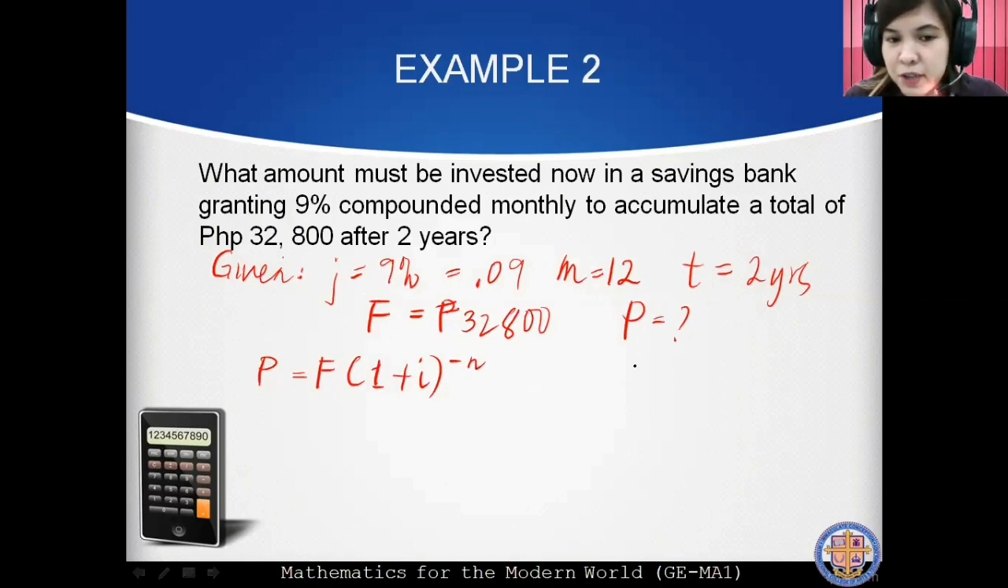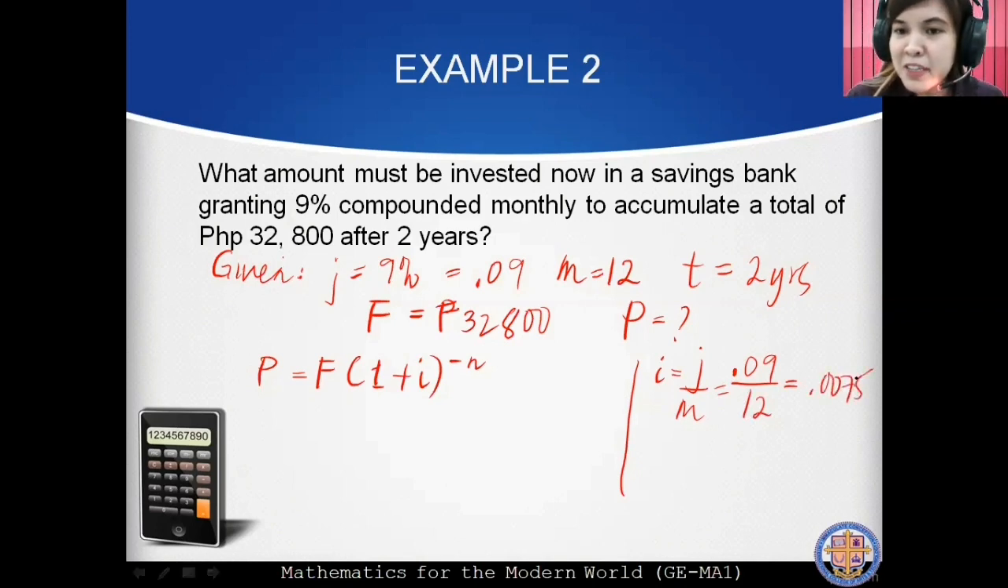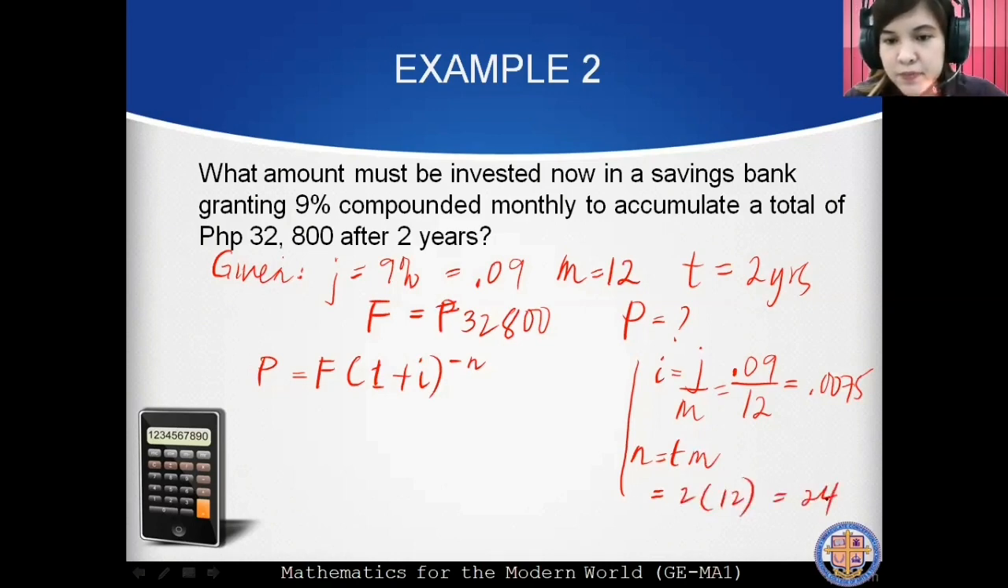First things first, we need to solve our I. The formula is J divided by M. That is given by 9%, converted into decimal 0.09, divided by M, 12 months. Then the answer will be 0.0075. It is still a terminating decimal because it ends at the fourth decimal place. So you will use all of that. You will not round off. Next, N is equal to T times M. Our T is 2 years. Our M is 12. So the answer now is 24.